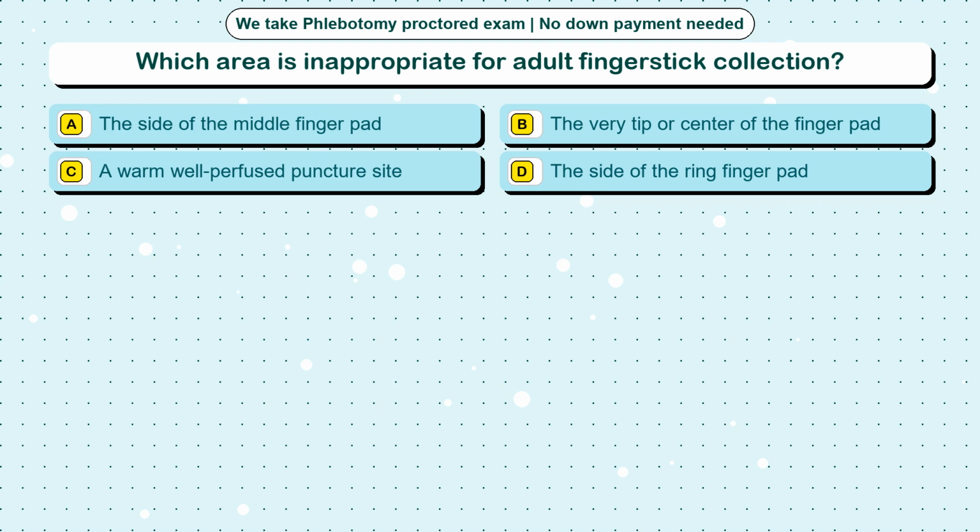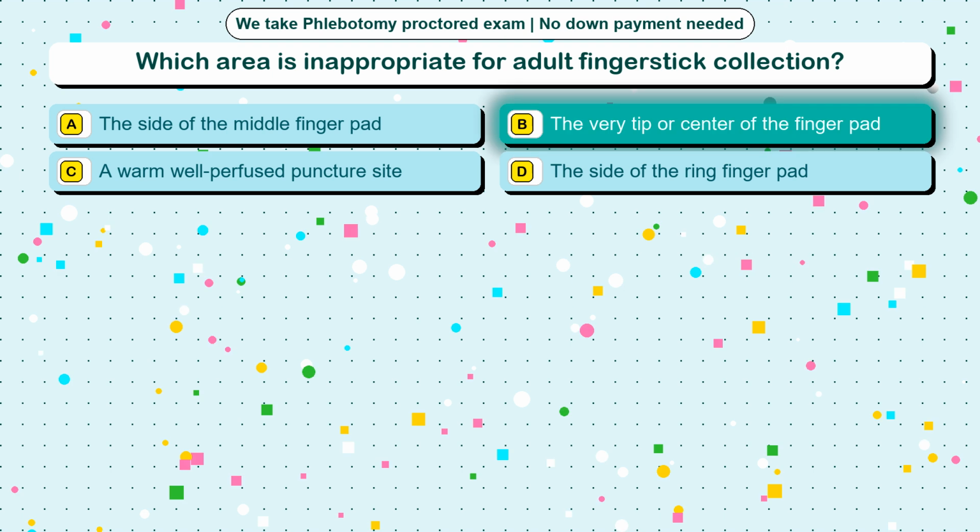Question 72. Which area is inappropriate for adult fingerstick collection? Option A, the side of the middle finger pad. Option B, the very tip or center of the finger pad. Option C, a warm well-perfused puncture site. Option D, the side of the ring finger pad. The correct answer is option B, the very tip or center of the finger pad.